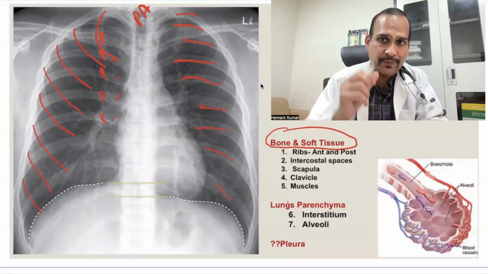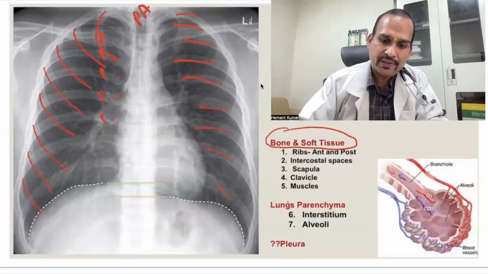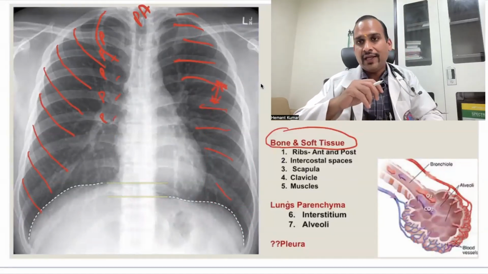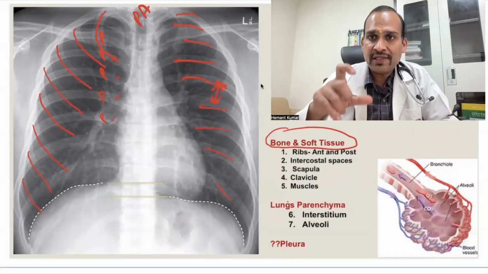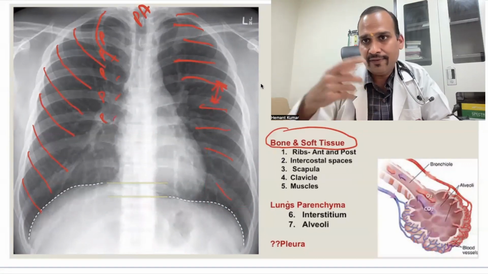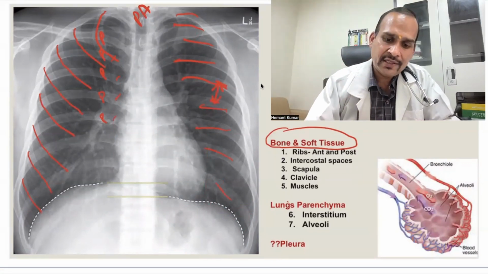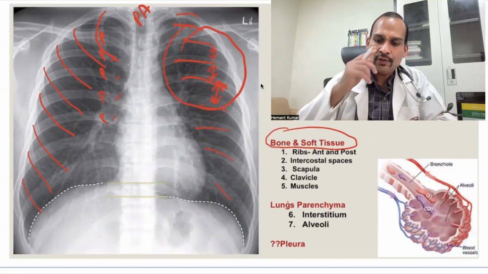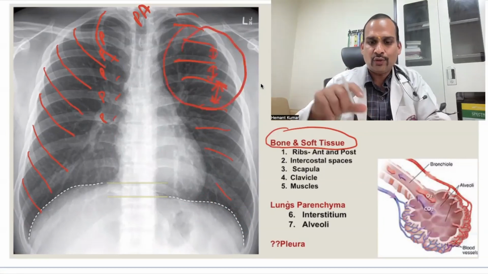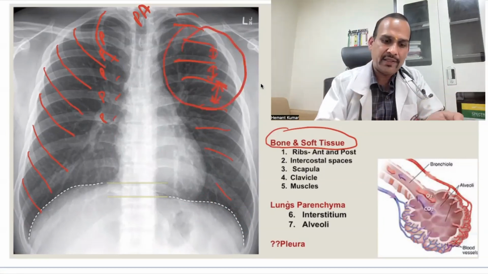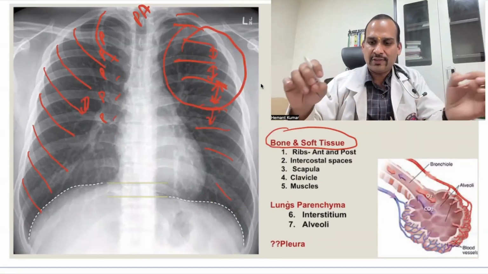Then the intercostal space, the space between two ribs. This is one rib, this is two ribs, and the space between them. If it is narrow, it means something is collapsing the lung, maybe fibrosis or collapse. If there is collapse here, then these ribs will come closer. So the intercostal space will be narrowed in case of fibrosis or collapse. We have to compare both sides, left and right, to see where the intercostal space is narrowed.